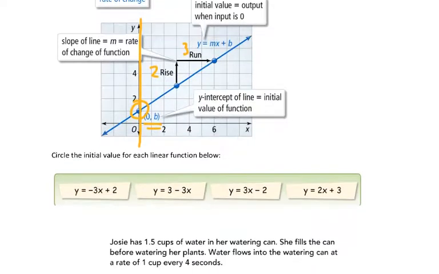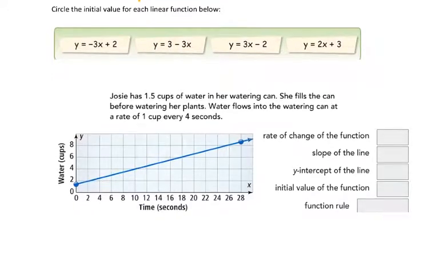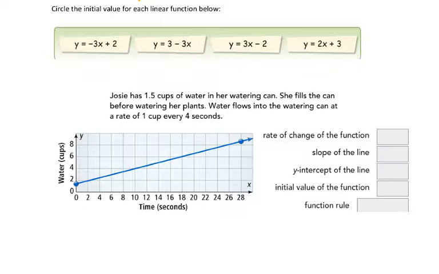Let's take a look at some equations. Circle the initial value for each linear function below. So we are looking at the equation y equals mx plus b. And if it's in that form, the b value is the y-intercept. If it's not in that form, we should think about how we can arrange it. So the first one, we have y equals mx plus b. So the b value is 2, so the initial value is 2.